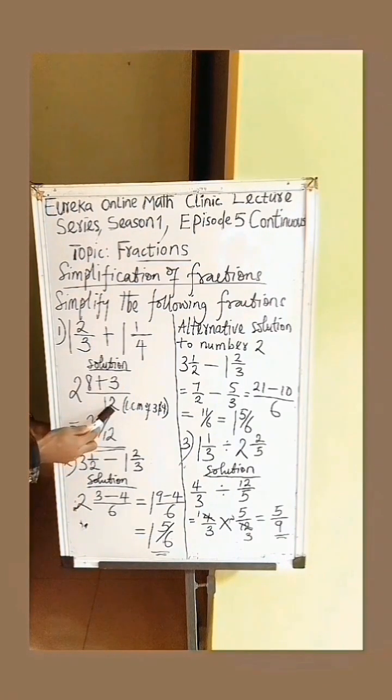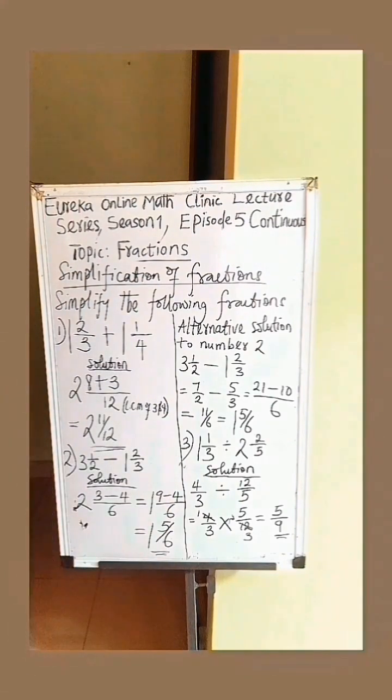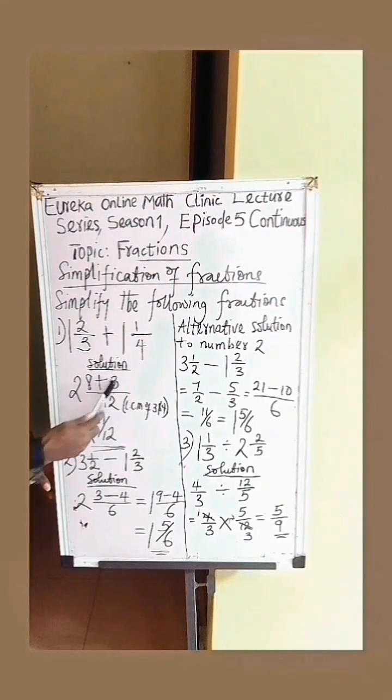Now, 12 divided by 3 will give you 4. 4 times 2 will give you 8. So you use the LCM and divide each of the denominators. Whatever you get, use it and multiply the numerator and put it down. 12 divided by 3 gives you 4. 4 times 2 will give you 8. 12 divided by 4 will give you 3. 3 times 1 will give you 3. So you add these up: 8 plus 3 will give you 11. So you have 2 whole number, 11 over 12 as your answer.